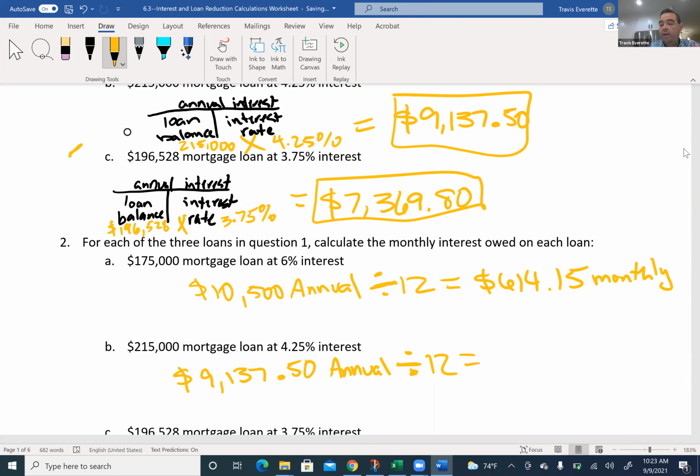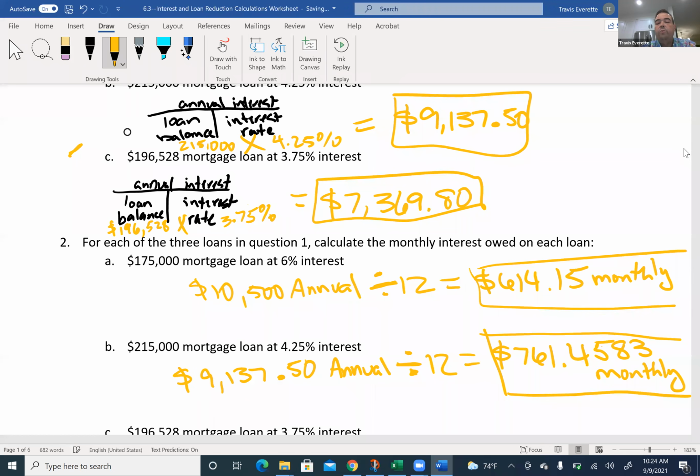9,137.50 divided by 12 equals $761 and about 45. You've got 45.46.4583. I always try to go four past the decimal, just so I don't have to worry about the rounding at all. Put a box around that one as well.